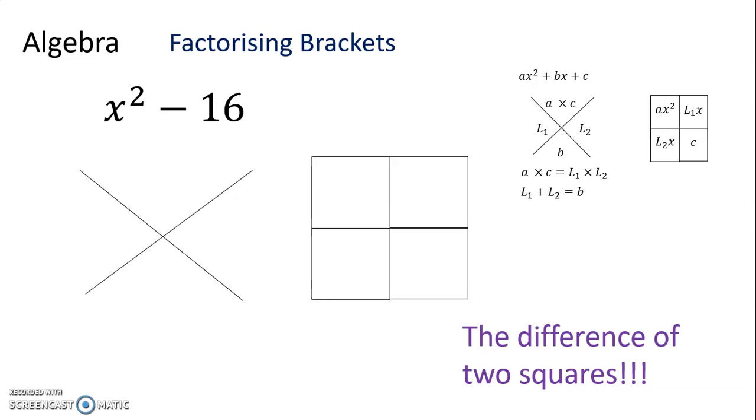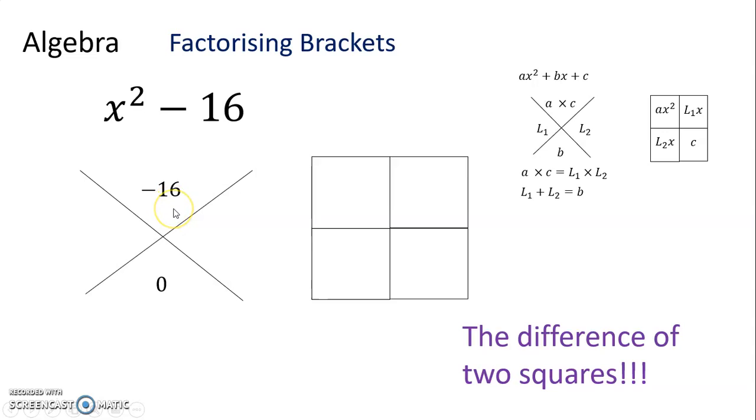Okay, so this one is interesting because there is no x term involved here. So this is A is 1 and C is negative 16. There is no x, so B is 0. So I'm going to fill in my x like this. I'm going to have negative 16 because 1 times negative 16 is negative 16. And then B is 0. So I'm looking for two numbers that multiply to make negative 16, but add to make 0.